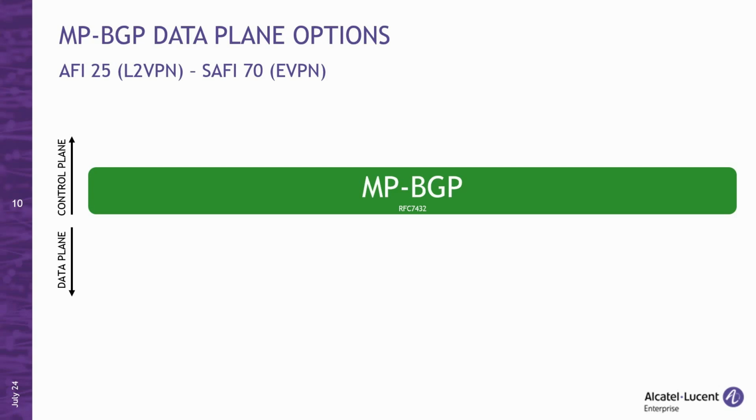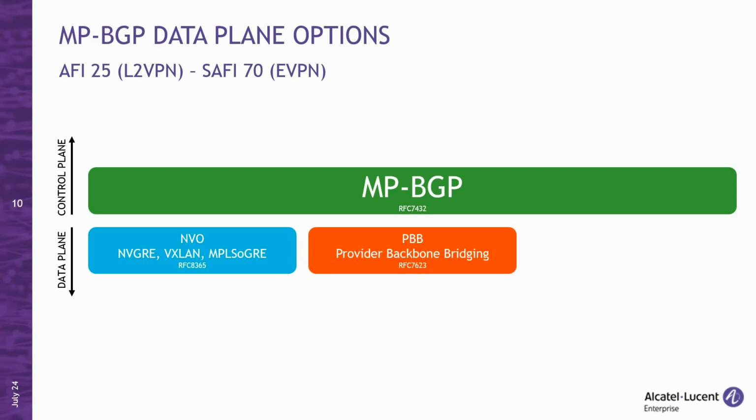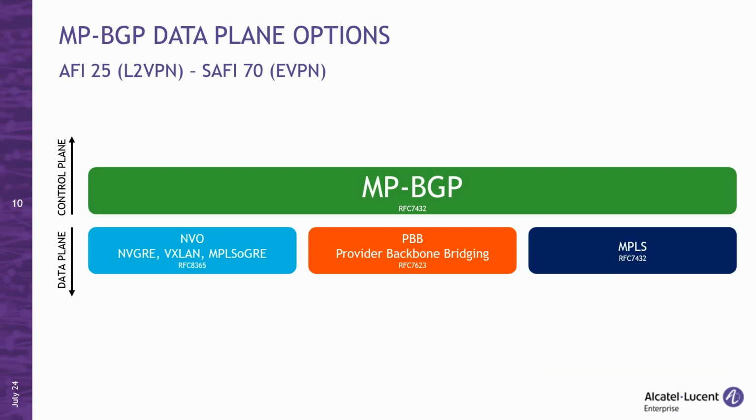So the first data plane option is using network virtualization overlays such as NVGRE, VxLAN, and MPLS over GRE. The second option is supported by PBB, or Provider Backbone Bridging, which uses MAC-in-MAC encapsulation, which is similar to SPB. The last encapsulation option can be MPLS. So in this presentation, we're focusing on EVPN with VxLAN.